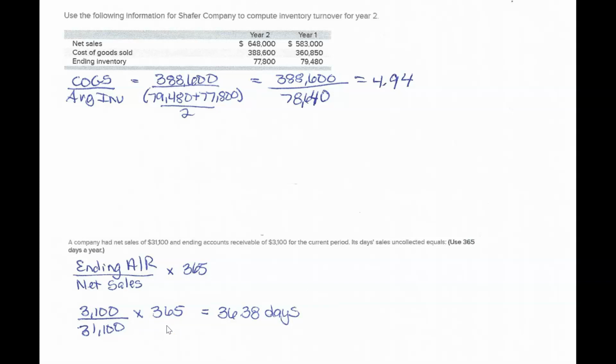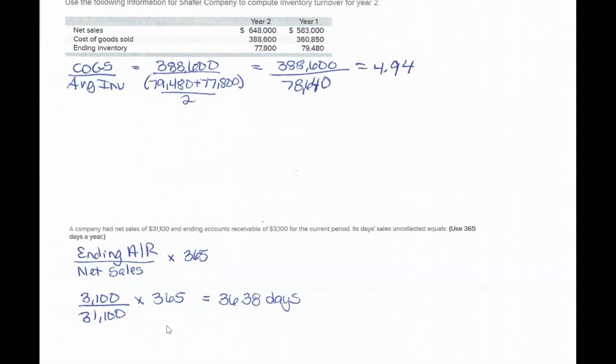This is how many days are uncollected. So if the credit time period was 30 days, that is what your customers have to pay, and you're at 36 days, that means your customers are not paying on time. And you need to check with the credit department and have them call the customers and try to get payment.